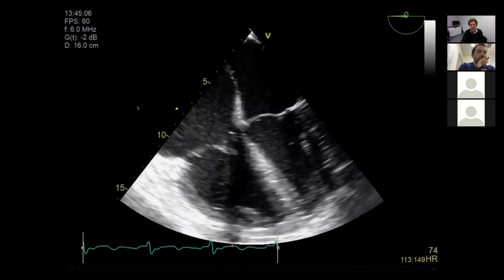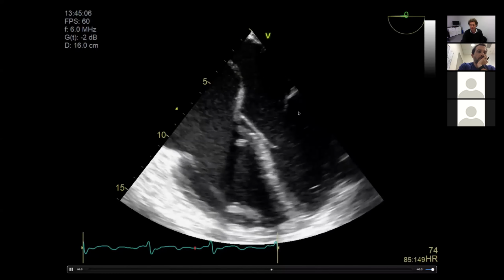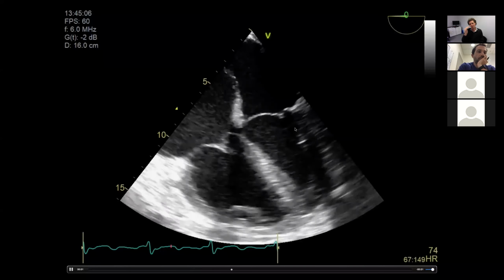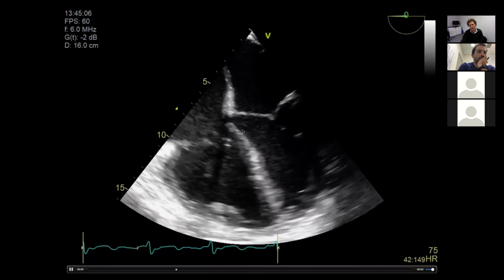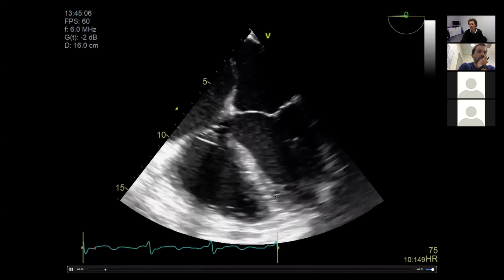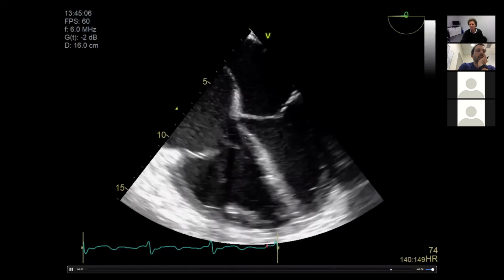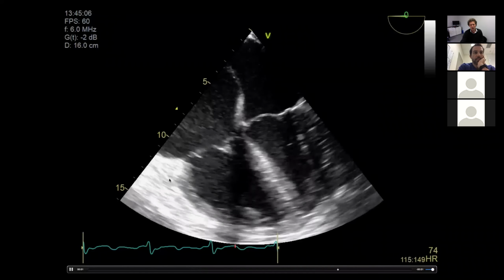But what we do see here is that the RV looks bigger than the LV. You've got that interventricular septum that's pushed over to the left. Can you see my mouse, by the way? Is that okay? You see the mouse? Yeah, good. Yeah, we can see it.